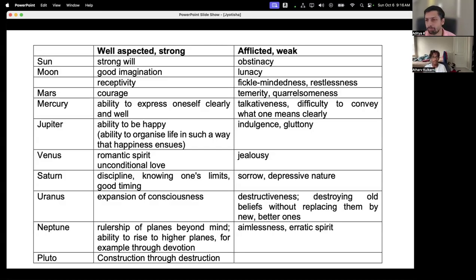Narada called it Parama Prema Rupa. So he did not just call it Prema, he called it Parama Prema. Parama Prema is Prema without any strings attached. Okay, so that is the gift of Shukra or Venus.